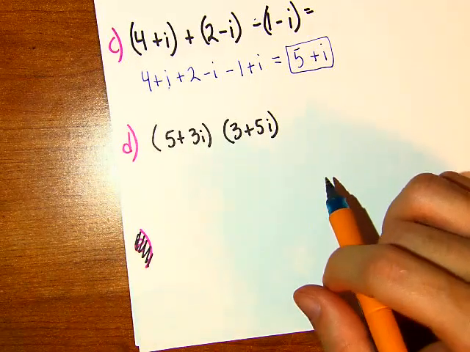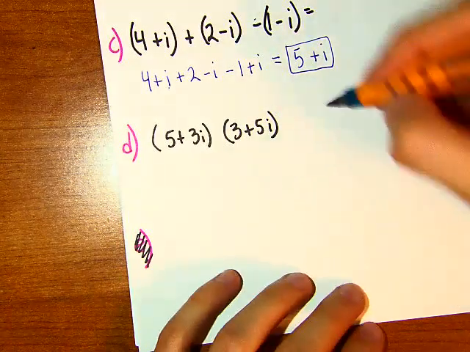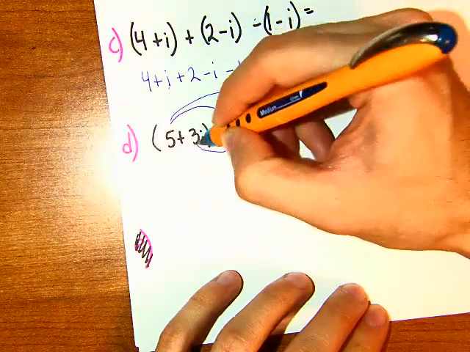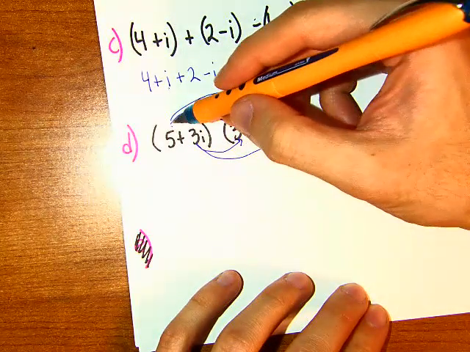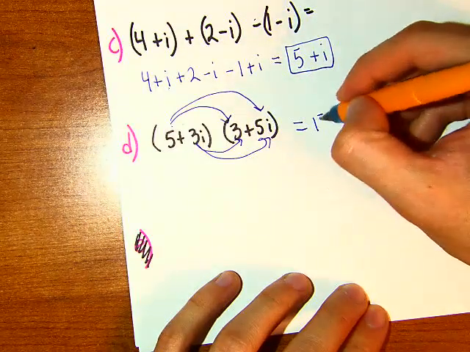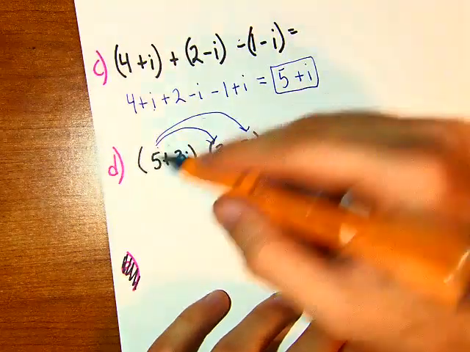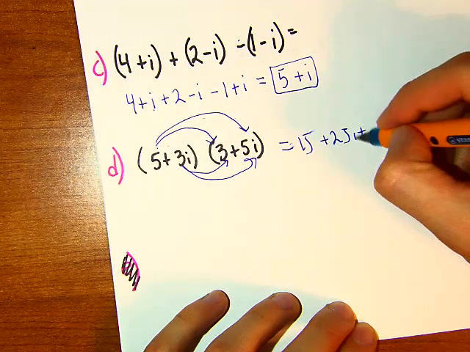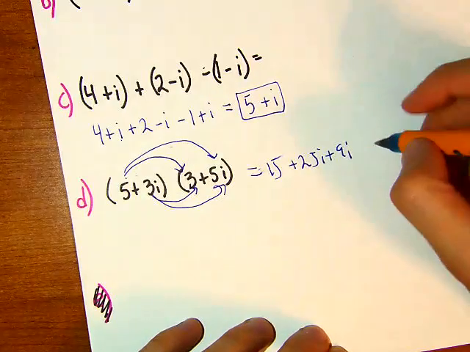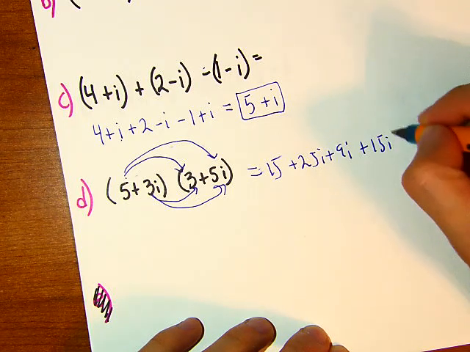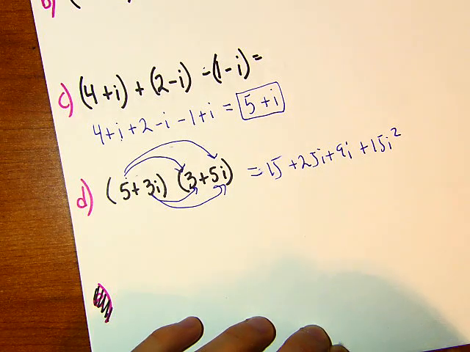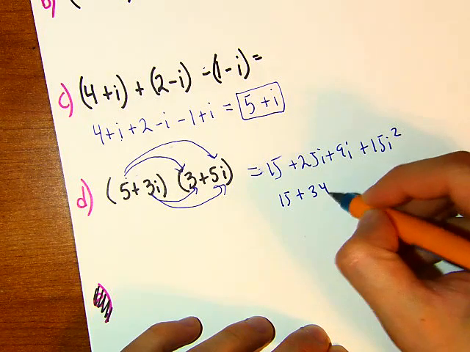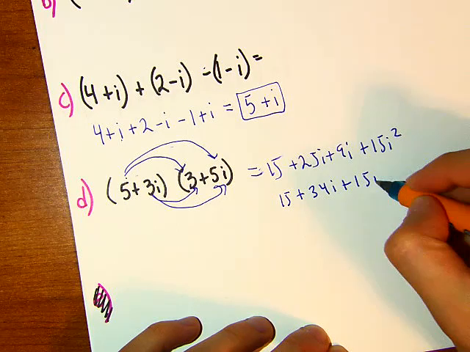Here for letter D, what is it asking us to do? We just multiply. So let's just multiply this quick. This to this, this to this, this to this, right? So 5 times 3 is 15. 5 times 5i is plus 25i. This is plus 9i. And this is plus 15i squared. Okay? And now here, we can combine this. This is 15 plus 34i plus 15i squared.